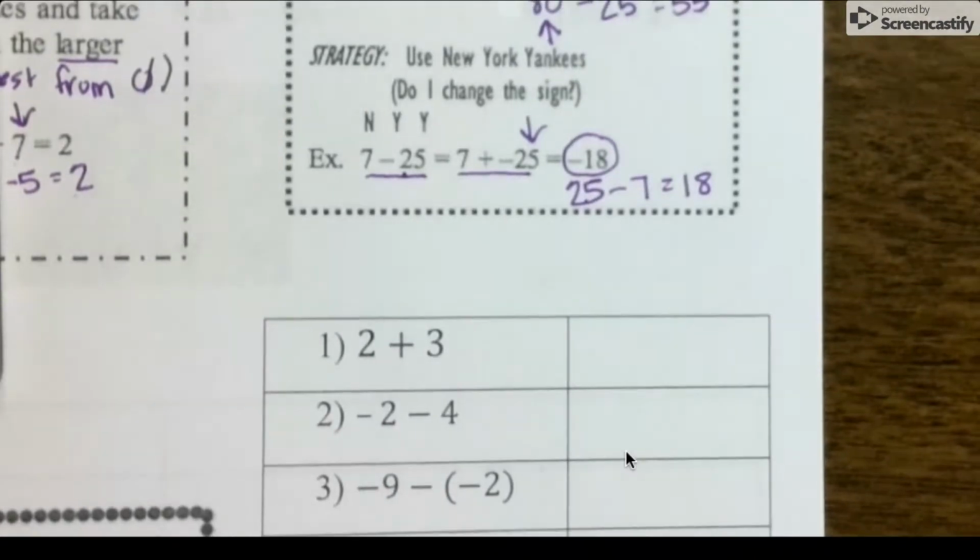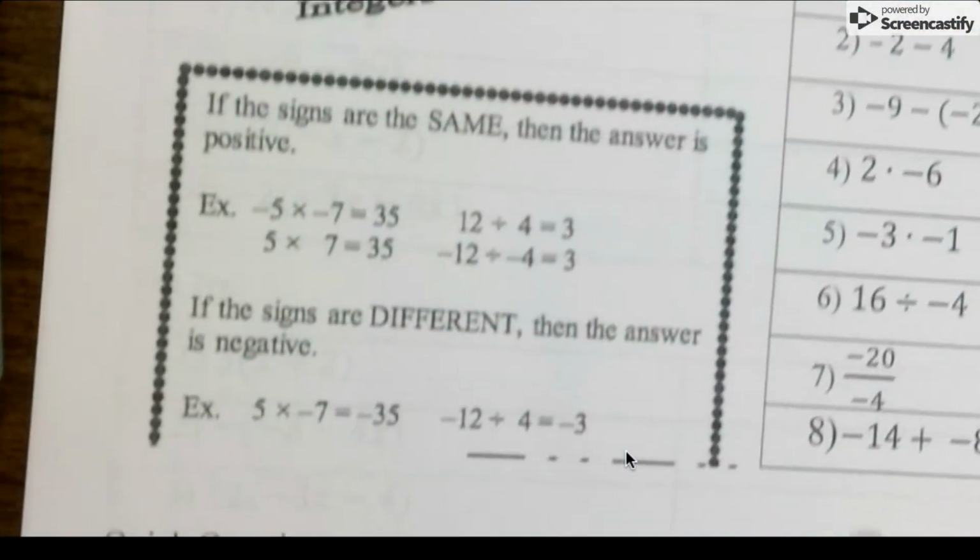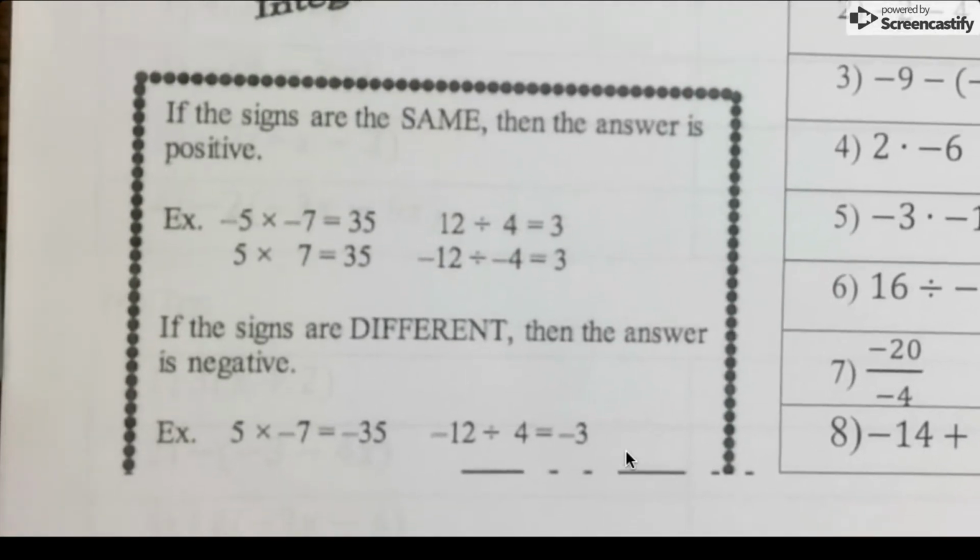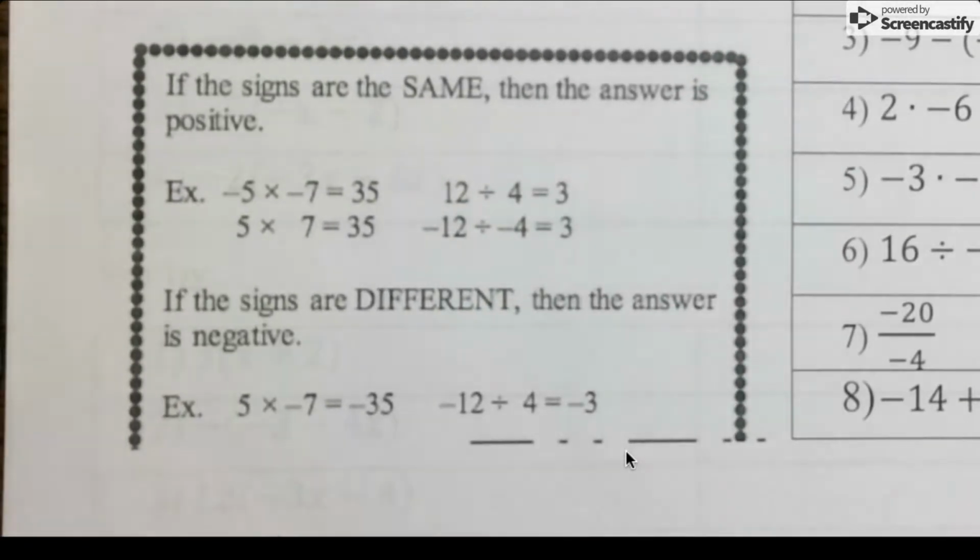All right. Then we look down at multiplying and dividing. And it says if the signs are the same, the answer is positive. If the signs are different, then the answer is negative. Easy enough. Just got to know how to multiply and divide and what those answers are.